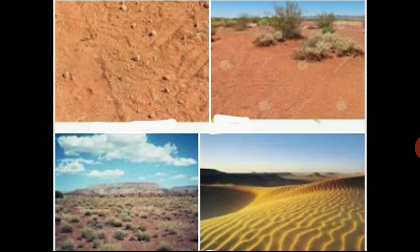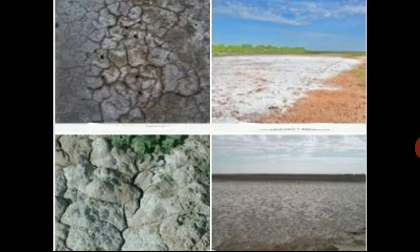Next is saline and alkali soils. These are the soils which have appreciable concentration of soluble salts and exchangeable sodium content. By looking at it, you can identify the soluble salts. These salts usually appear in the form of white efflorescent crust on the surface of the soil.